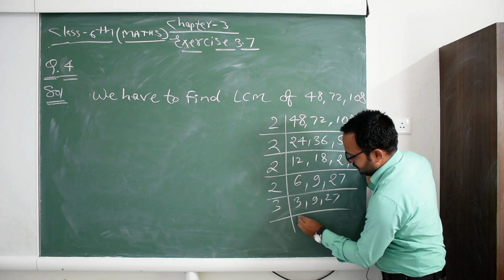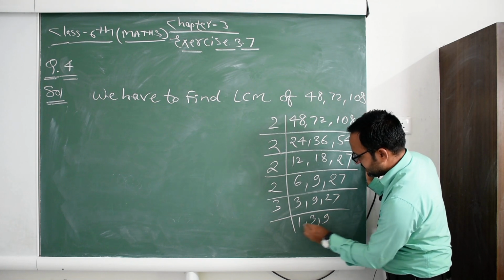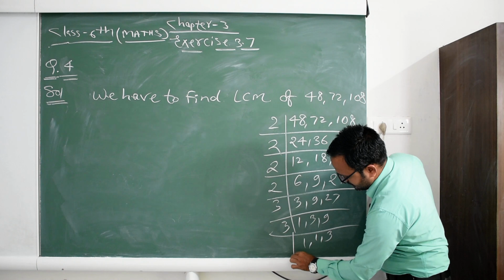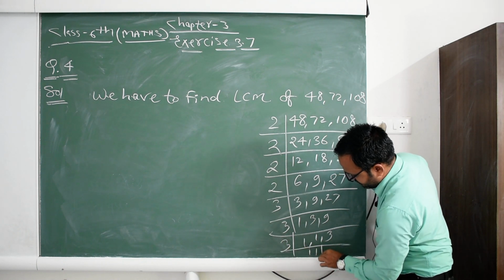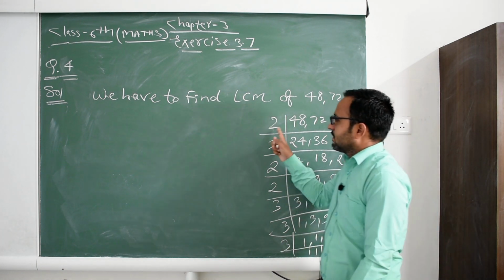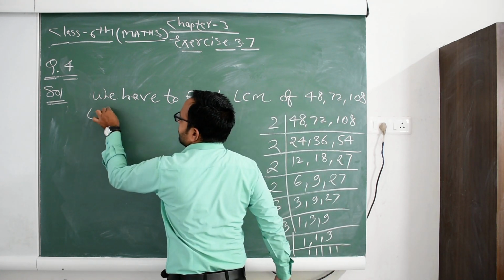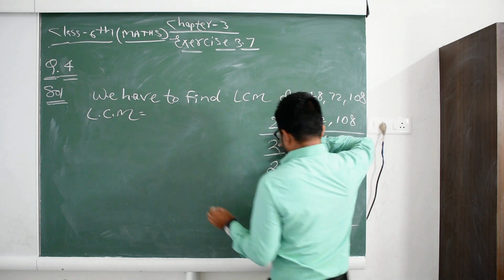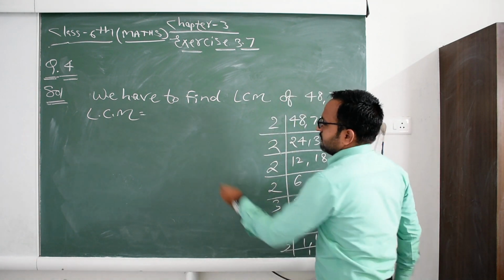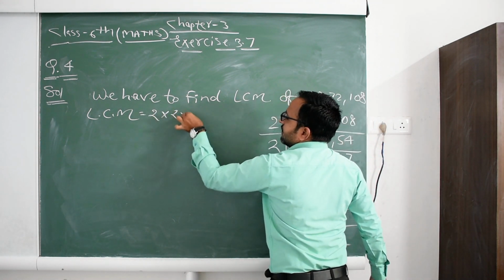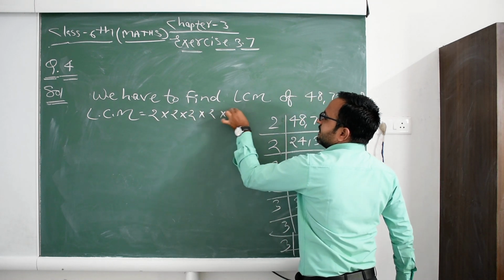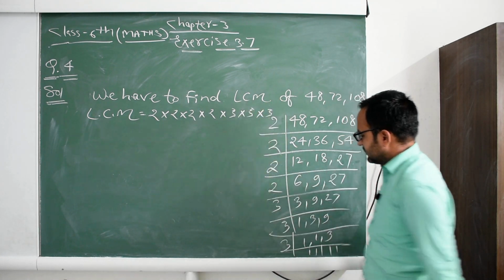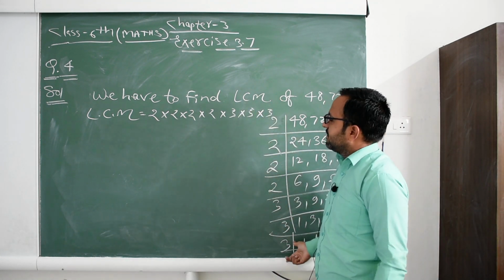Now 3 1s are 3, 3 3s are 9, 3 9s are again... 1 1 1 1 1. Okay, so LCM is 1 2 3 4 1 2 3 4 and 3 into 3 into 3. Okay, so now we multiply this number.